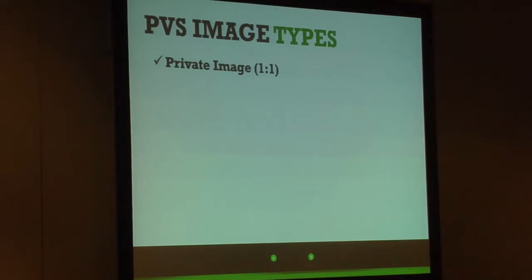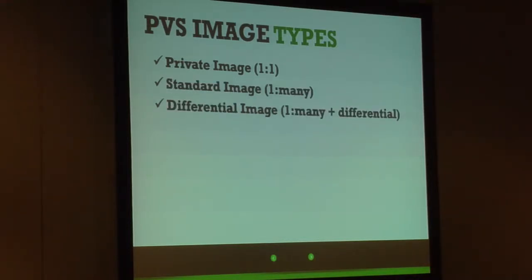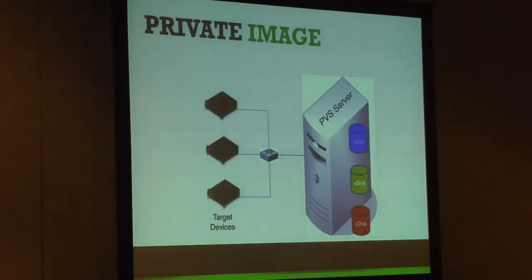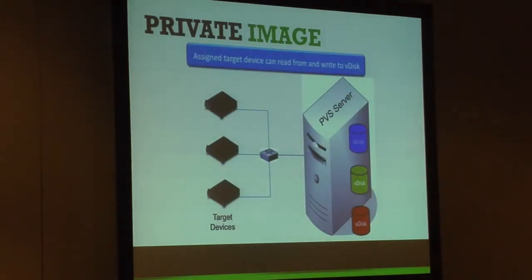So we want to talk a little bit about image types. And within PVS, there's really three primary image types that you can configure. There's a private image, which is a one-to-one model. There's a standard image, which is a one-to-many model, so one disk image for many target devices. And then there's a differential image model where you have one-to-many plus a differential, kind of like a linked clone concept. So we'll talk a little bit about what each of these does for you and how they're leveraged within a PVS environment.